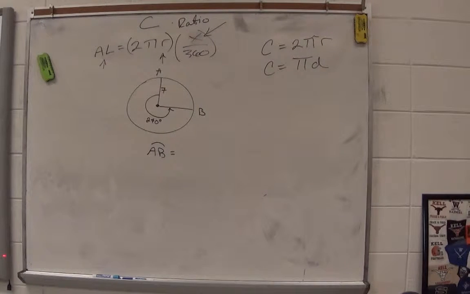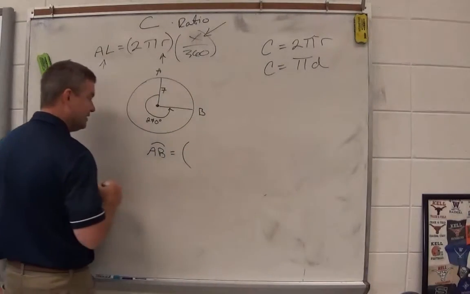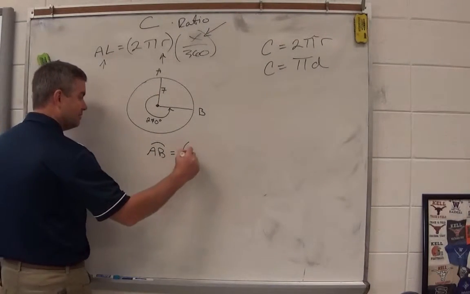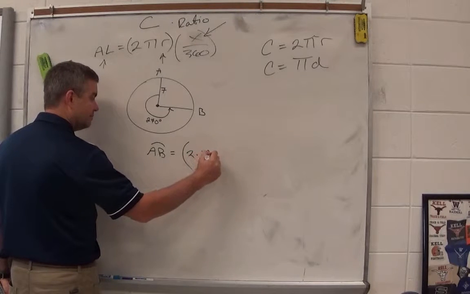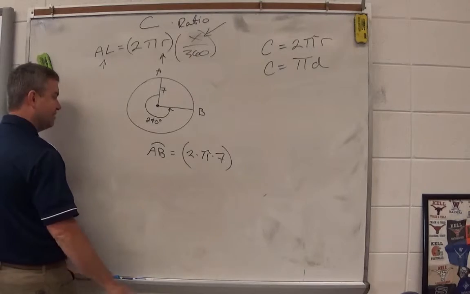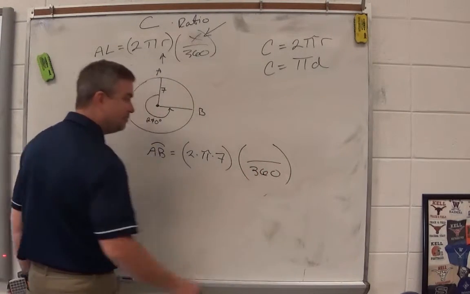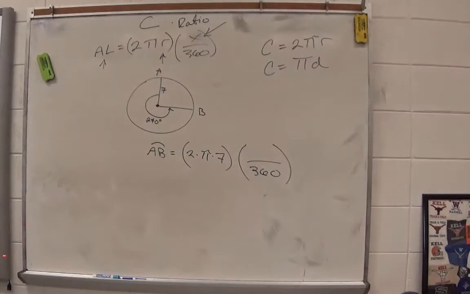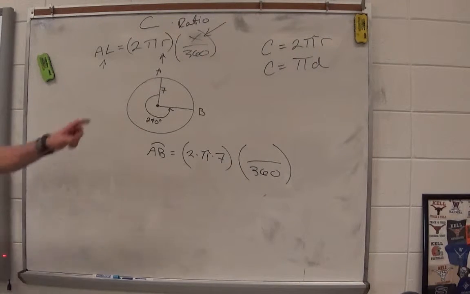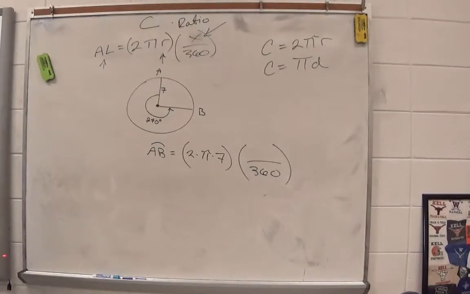All right, Clark, tell me what to write down. Put it there. Parentheses, yep. 2 times pi times 7. Why 7? You're right. Why is the radius. Okay, very good. Then the most important part, this ratio. Will it always be some number over 360? Why? Because that's the formula. Right? It's always some number over 360. The important part is what's the number?